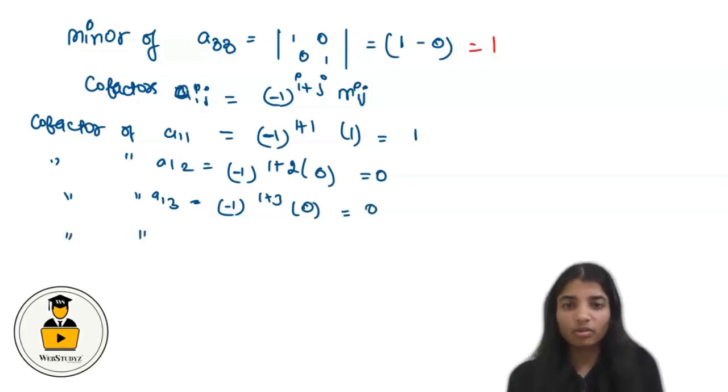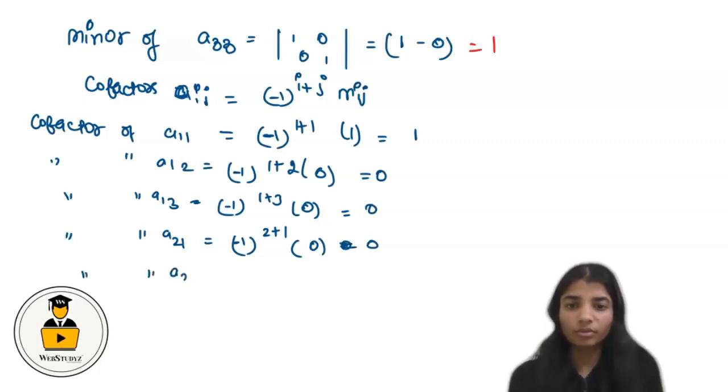In the same way, the cofactor of A21 is equal to minus 1 raised to the power 2 plus 1 multiplied by its minor. The minor of this A21 is 0. So minus 1 raised to the power 3 is minus 1. Minus 1 multiplied by 0 is 0. Now the cofactor of A22 is minus 1 raised to the power 2 plus 2 multiplied by its minor. The minor of A22 is 1. So minus 1 raised to the power 4 is 1, and 1 multiplied by 1 is 1.